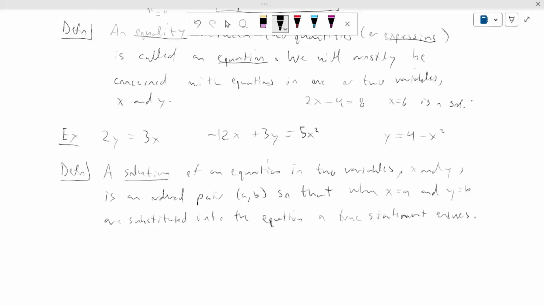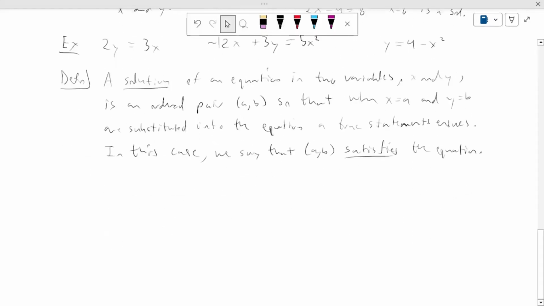Okay, fair enough. So you get something that's true when you plug it in, right? In this case, we say that the ordered pair (a, b) satisfies the equation. Okay, satisfies the equation.